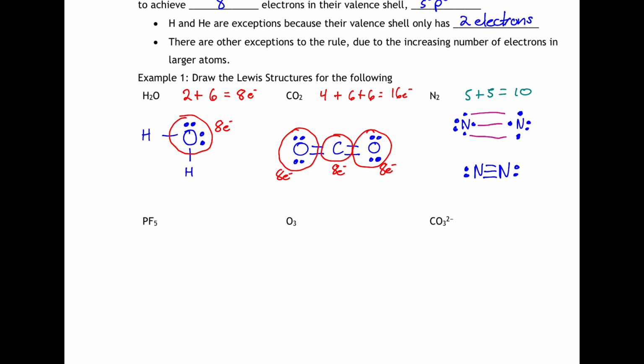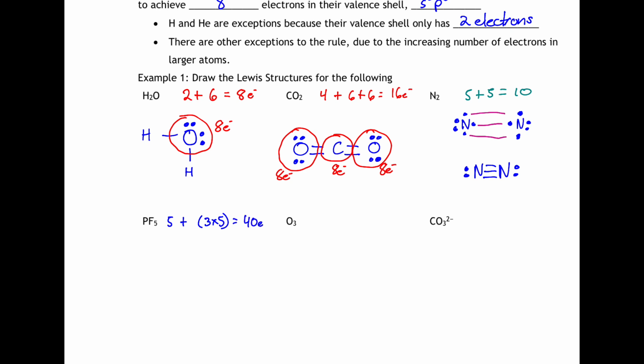How many electrons does a phosphorus bring to us? 5. How many does fluorine give us? How many electrons does a fluorine grab? 7, right? Each fluorine has 7 electrons. So I have this silly thing, 3 times 5. I'm just going to write it like that. So that's a total of 40 electrons.